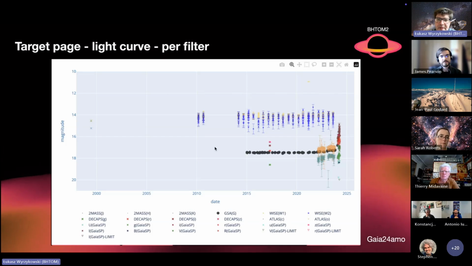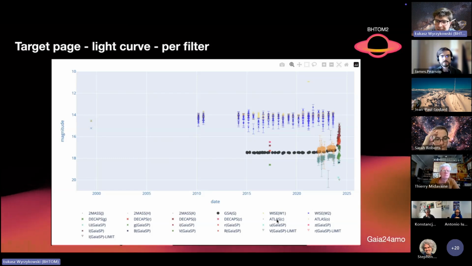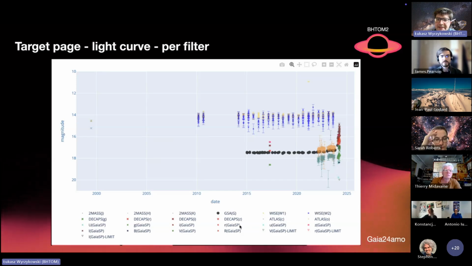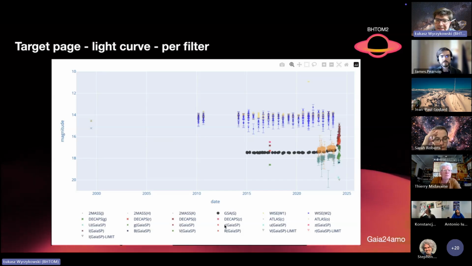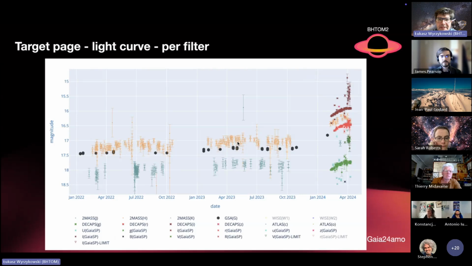So if this is 2MASS, this is 2MASS. This is NeoWise. There is Gaia in its own Gaia filter, but ATLAS as well has a peculiar filter. But all the follow-up observations are standardized to Gaia synthetic photometry, Gaia SP. So for example, U, G, I, R, these are the follow-up observations collected by the telescopes. That's another example of a light curve. You see multiple bands, multiple filters.